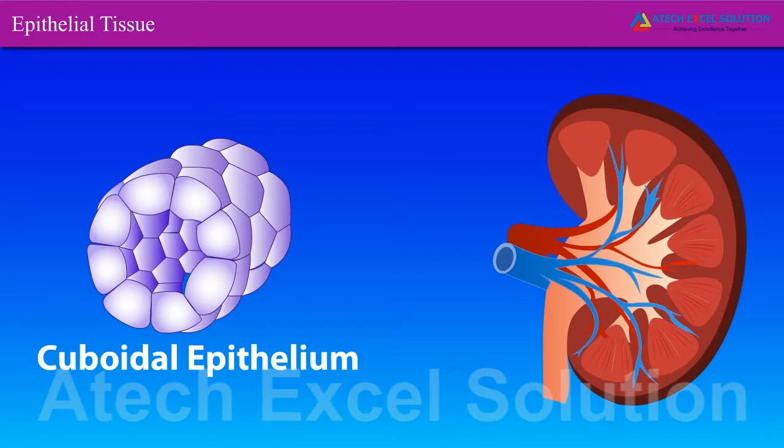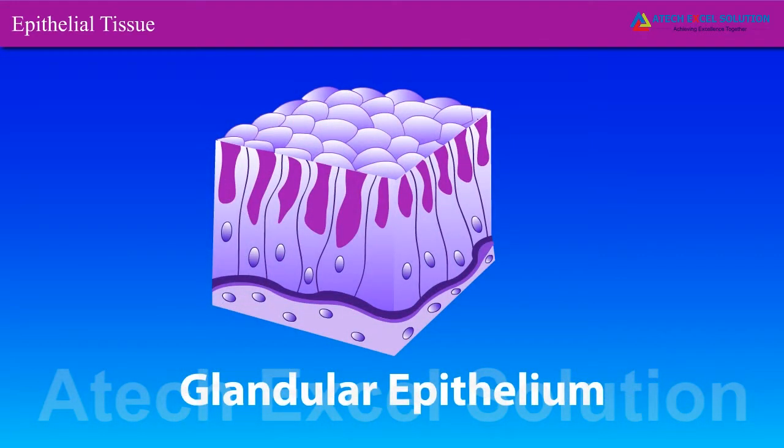Cuboidal epithelium consists of cube-like cells which are square in section. It forms the lining of kidney tubules and ducts of salivary glands, where it provides mechanical support. Epithelial cells often acquire additional specialization as gland cells, which can secrete substances at the epithelial surface. Sometimes a portion of the epithelial tissue folds inward, and a multicellular gland is formed. This is glandular epithelium.